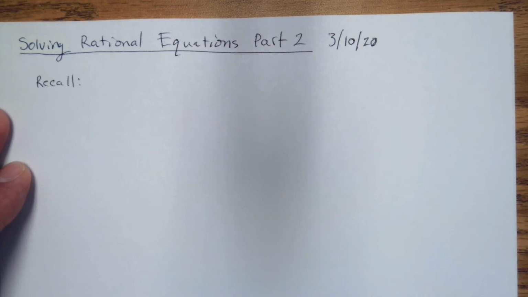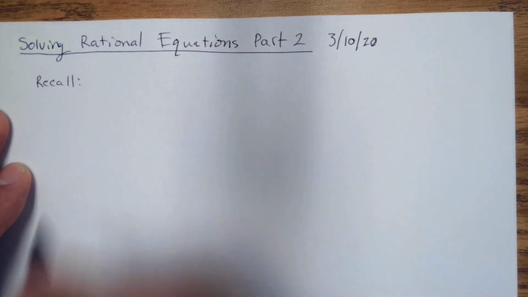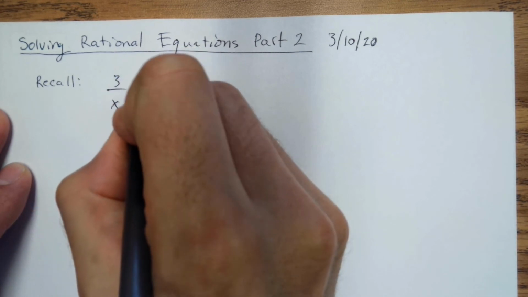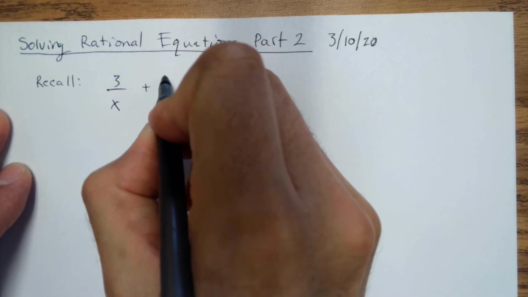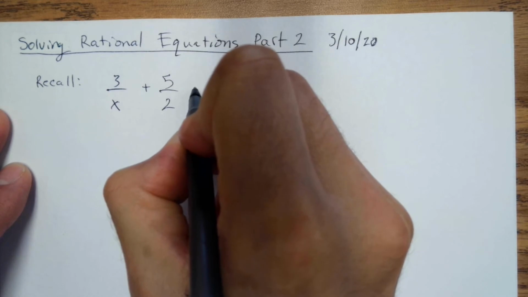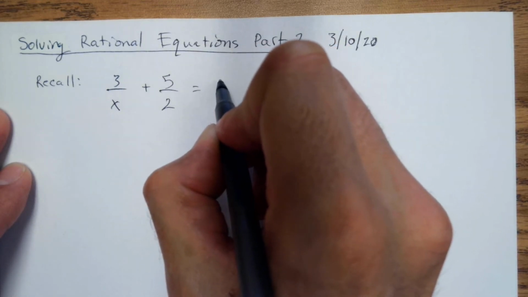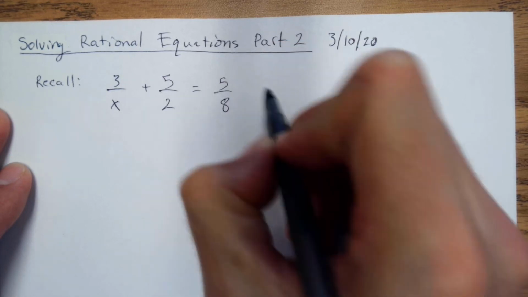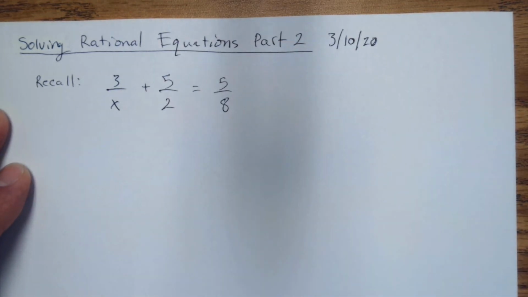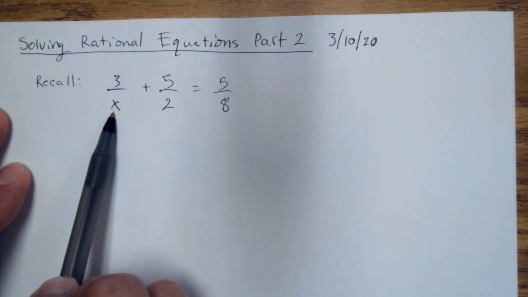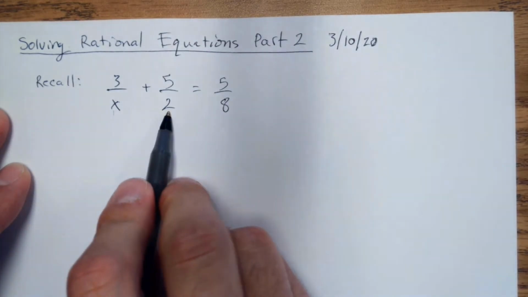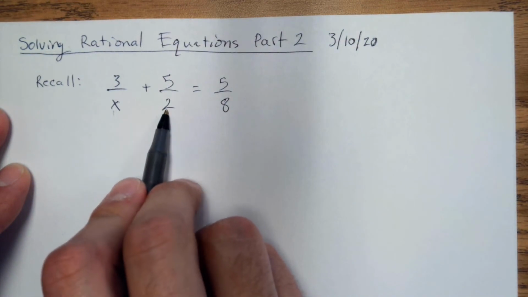So on this, I want to point out something that we've done before. If you have something like 3 over x plus 5 over 2 equals 5 over 8, on this, the least common multiple, what would that be? 8x. On this one, you have to do whatever is missing. So this is missing a 4 and an x, so it can become 8.